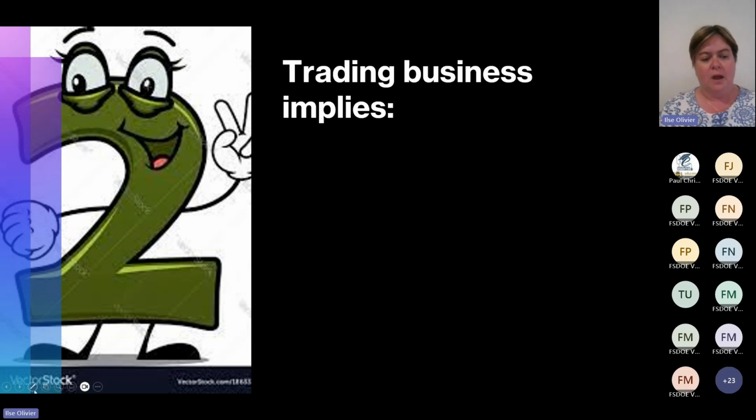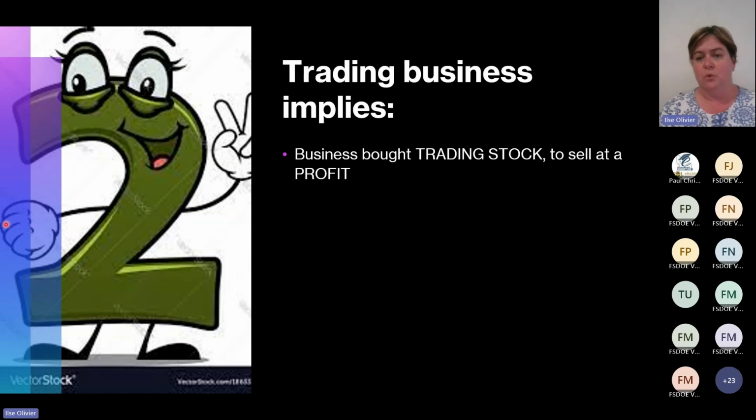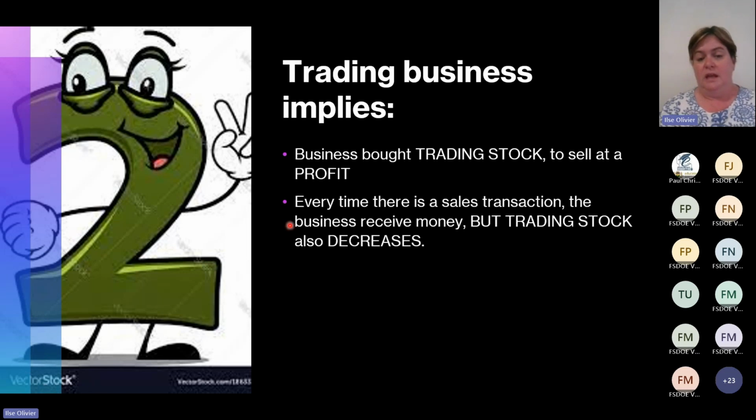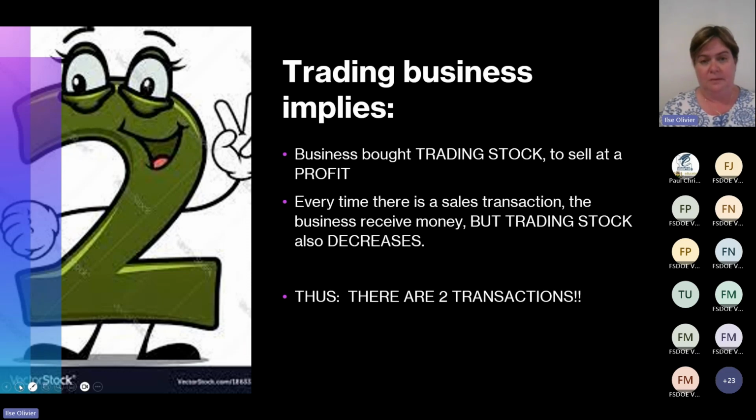Firstly, what does it imply when we look at a trading business? It implies that there are two transactions. Let me explain. Transaction number one, the business bought trading stock to sell at a profit. Then every time they sell that trading stock and there's a sales transaction, the business receives money, but the trading stock always also decreases. So the moment that you sell the trading stock, you receive money and your trading stock decreases. This implies that there are two transactions when this happens.